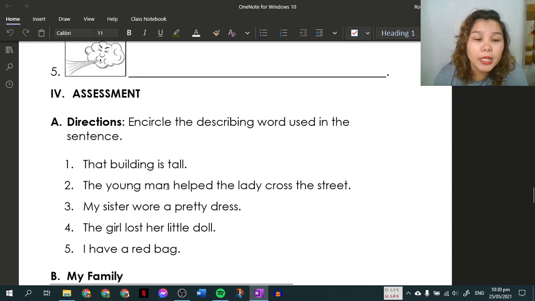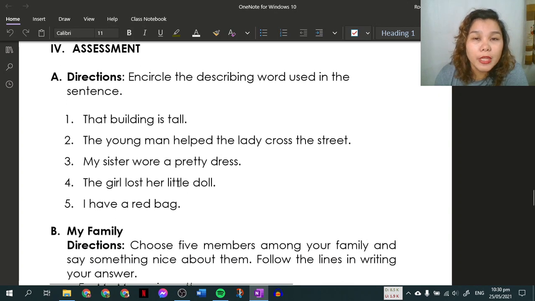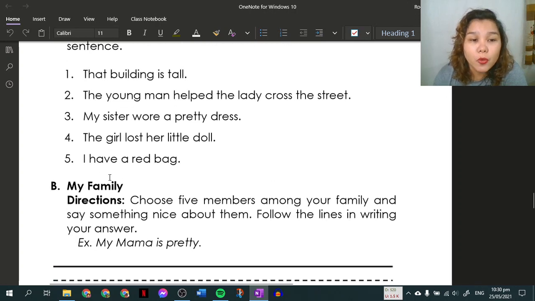Next, number 2, the young man helped the lady cross the street. Number 3, my sister wore a pretty dress. Number 4, the girl lost her little doll. And then number 5, I have a red bag.